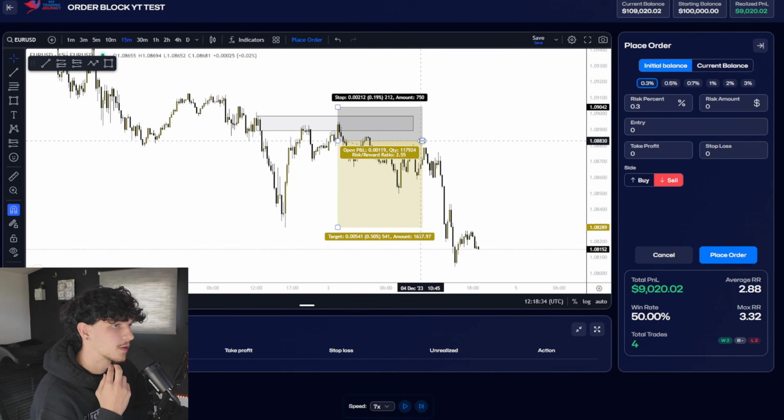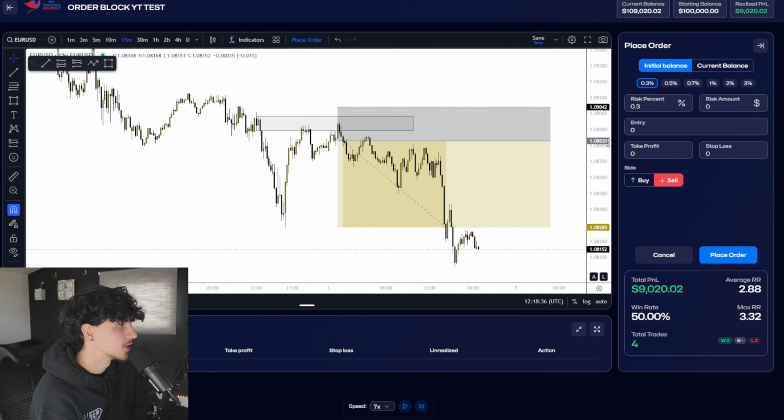Okay, perfect. So that's another profitable trade. So with 2 losses, 2 wins, with a 50% win rate, with a max RTR 3.32, which is okay. That's not too bad. Average RR is 2.88. So for every $1,000, we're going to be making $2,800. Okay, that's the idea with risk to reward and these types of things. So the account now is currently up $9,000.